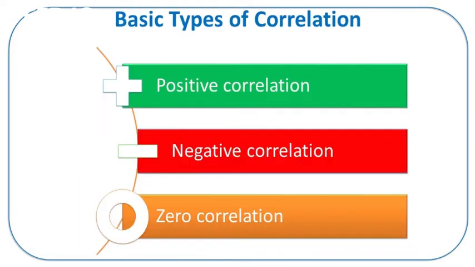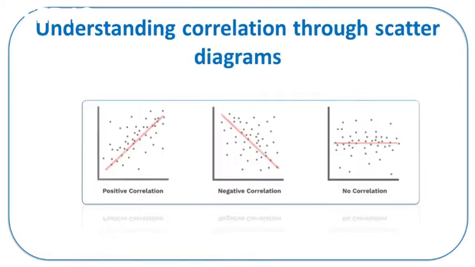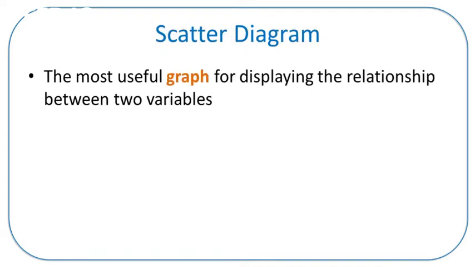There are three basic types of correlation, namely positive correlation, negative correlation, and zero correlation. We can understand different types of correlations through scatter diagrams. A scatter diagram is a very useful graph to represent the correlation between two quantitative variables.